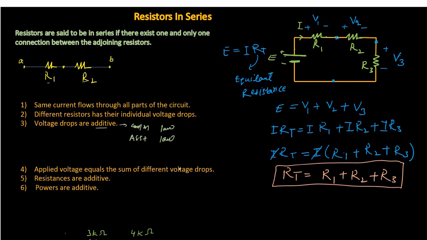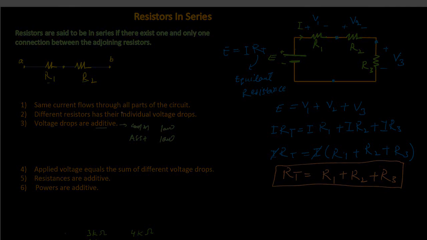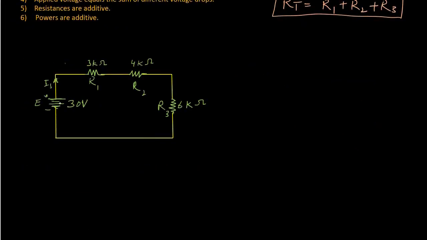Now to understand this discussion in a better way, let's take an example in which we have a DC voltage source connected in series with three resistors R1, R2 and R3. The voltage of this DC voltage source is 30 volts, the resistance of the first resistor is 3 kilo ohms, the second resistor is 4 kilo ohms, and the third resistor is 6 kilo ohms. We are asked to find the current through this series network and the voltage drop across each resistor. First of all, we need to find the equivalent resistance of this network.